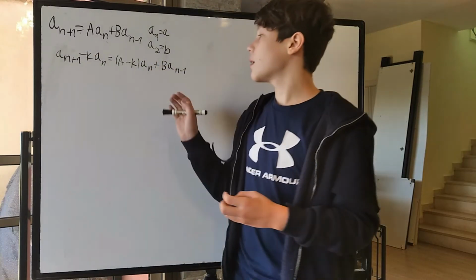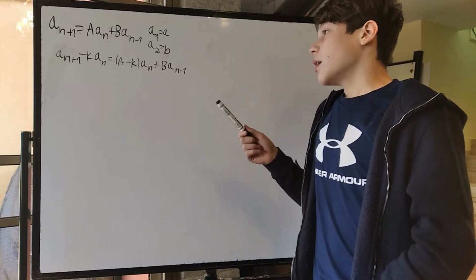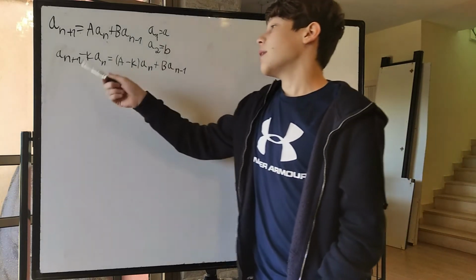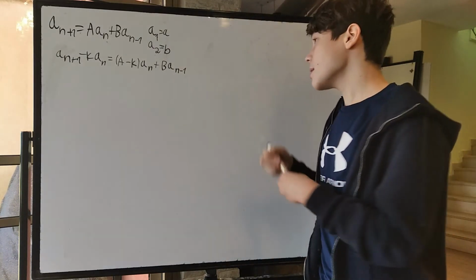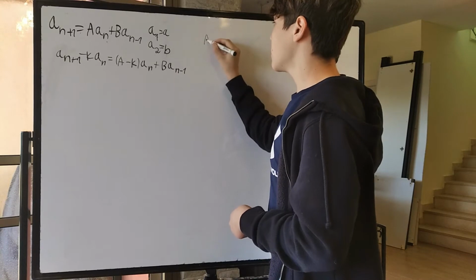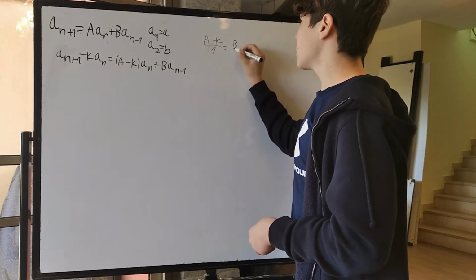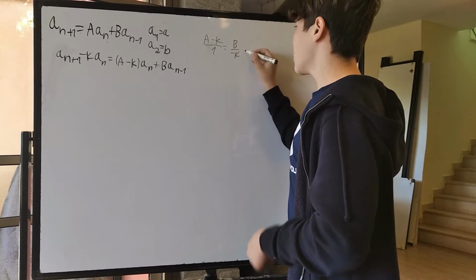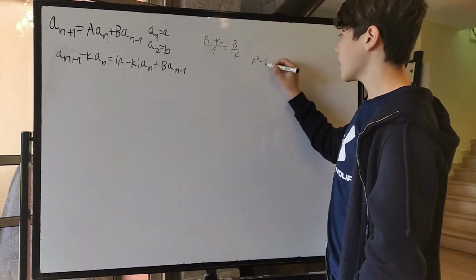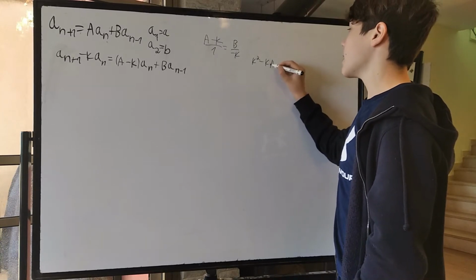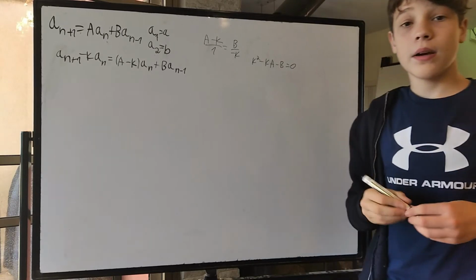I'll let you think about why we need A minus k divided by 1 to equal B divided by negative k for us to be able to do that, but let's write the equation down. And then we'll get from here, after a bit of simplifying, k squared minus kA minus B is equal to 0.